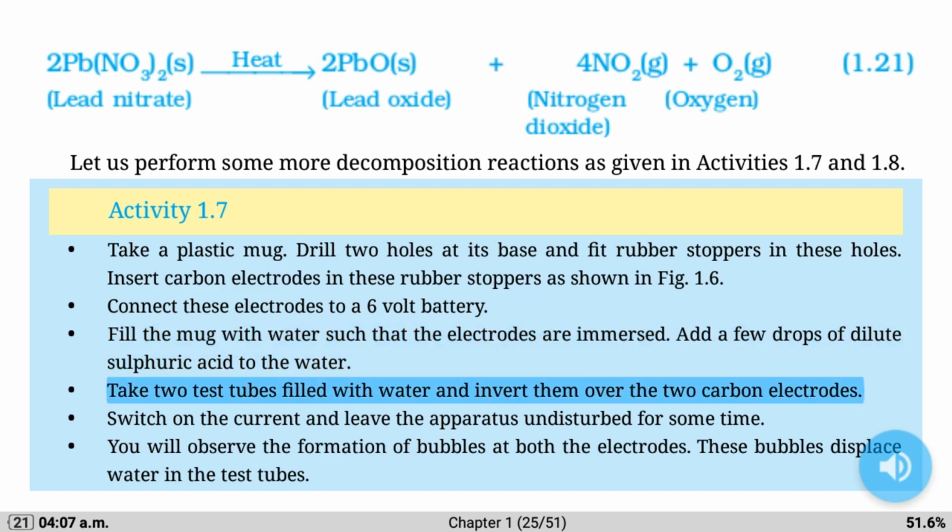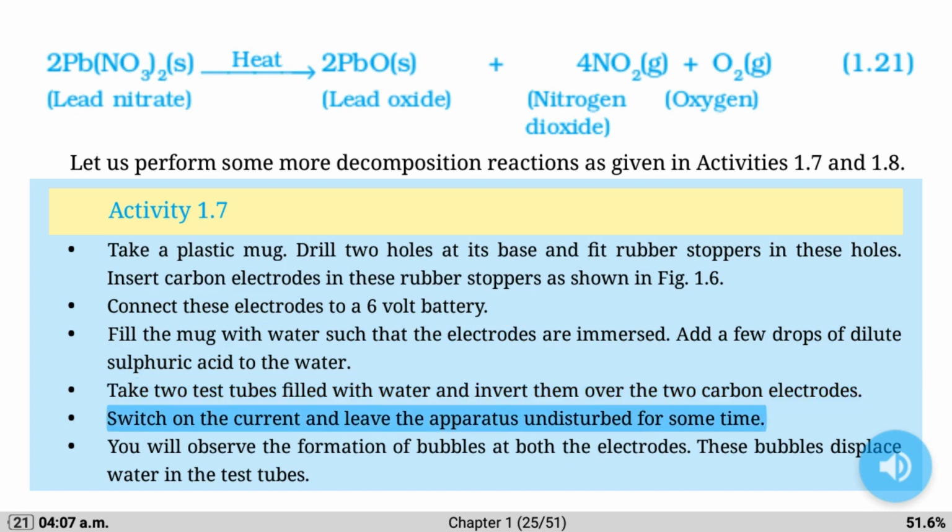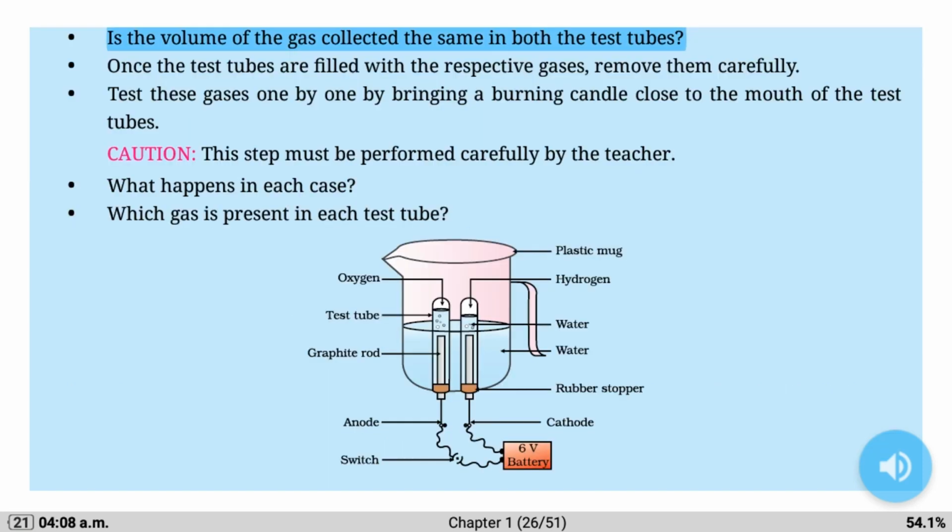Take 2 test tubes filled with water and invert them over the 2 carbon electrodes. Switch on the current and leave the apparatus undisturbed for some time. You will observe the formation of bubbles at both the electrodes. These bubbles displace water in the test tubes. Is the volume of the gas collected the same in both the test tubes? Once the test tubes are filled with the respective gases, remove them carefully. Test these gases one by one by bringing a burning candle close to the mouth of the test tubes.